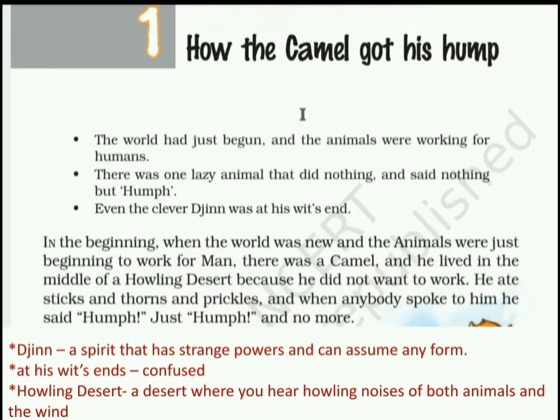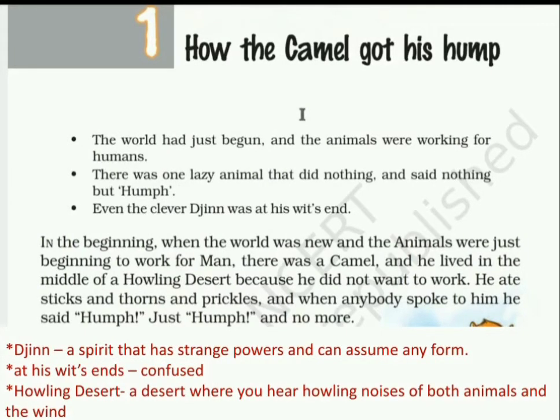Even the clever jinn was at his wits' end. So here jinn refers to a spirit that has strange powers and can assume any form. Assume any form means it can come in any form. It is a spirit. And even that clever jinn was at his wits' end. At his wits' end is a phrase, children. Even that jinn was also confused.